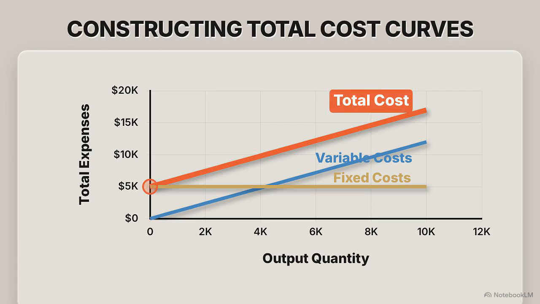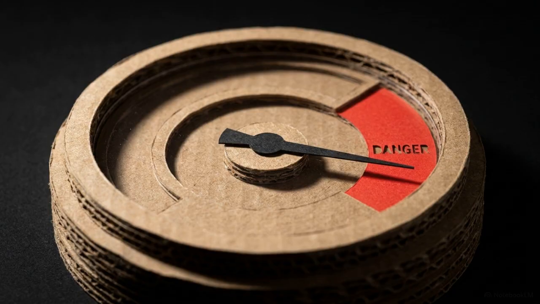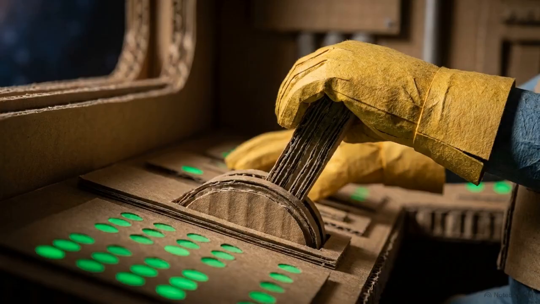Look at what happens to the total cost curve when output is 0. It starts right here, at the exact same point as our fixed costs. Because those baseline expenses exist regardless of volume, simply existing is an active financial drain. To survive, a business has to start the machines.